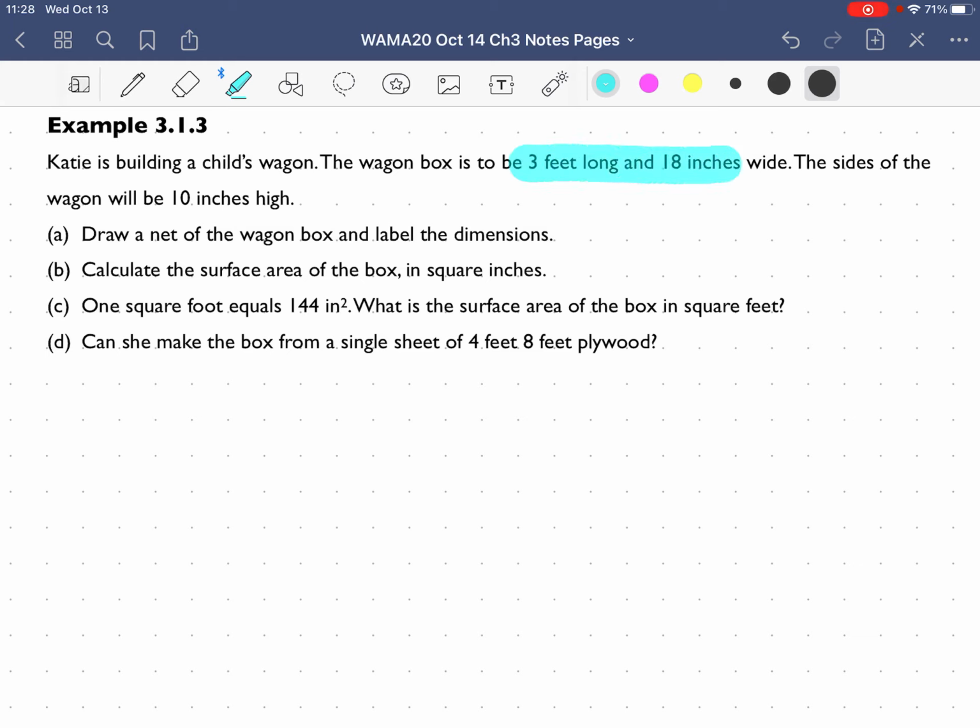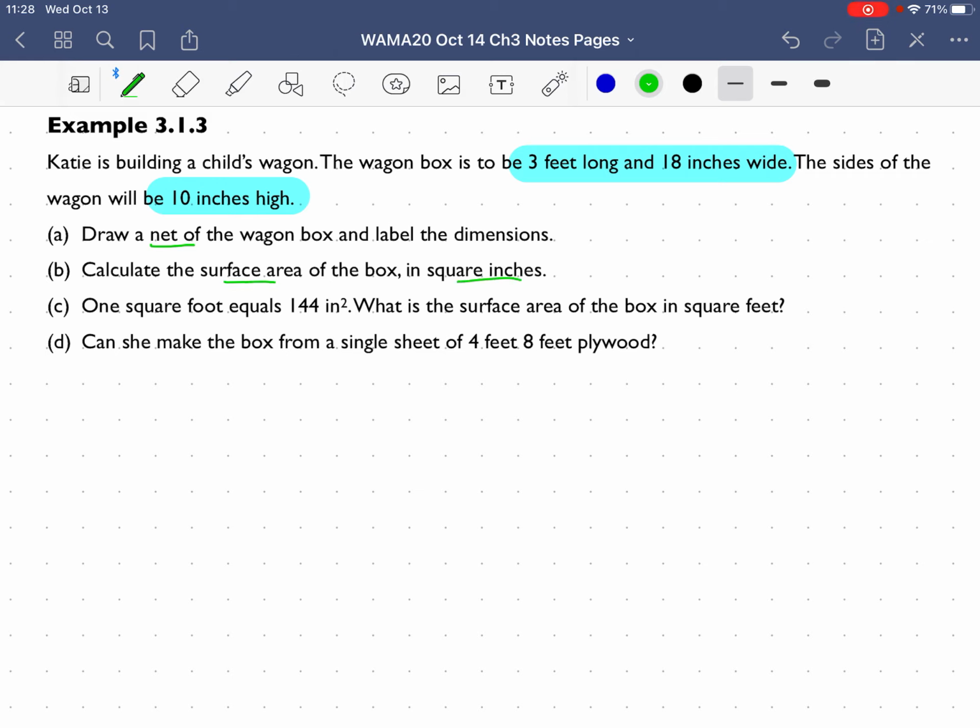So, Katie's building a child's wagon. The wagon box is to be 3 feet long by 18 inches wide. The sides of the wagon will be 10 inches high. Okay, so we've got a wagon box. We are asked to answer these questions.